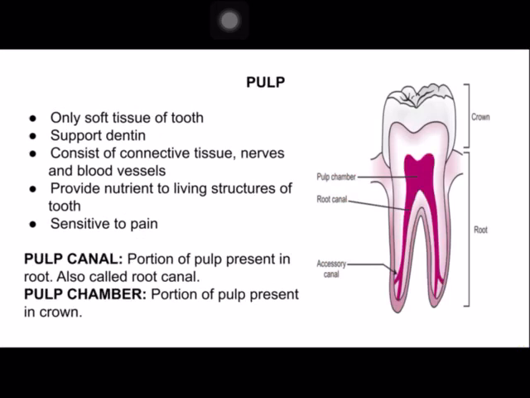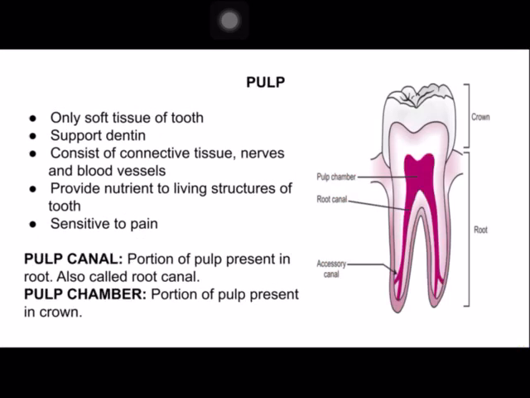Pulp. Pulp is the only soft tissue, as cementum, enamel and dentin are hard tissues. Pulp is the only soft connective tissue present in the tooth. It supports dentin and consists of connective tissue, nerves and blood vessels. Because it contains nerves, it is sensitive to pain, and because of blood vessels, it provides nutrients to other living structures of the tooth.